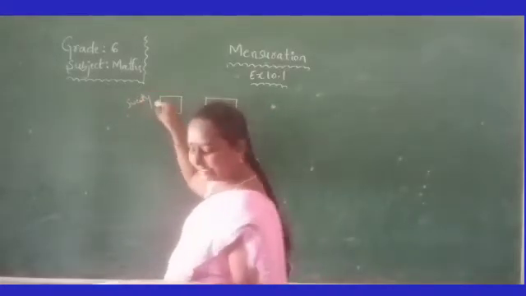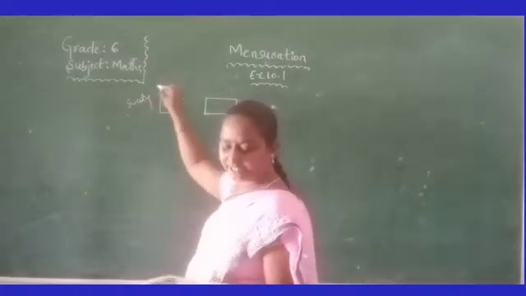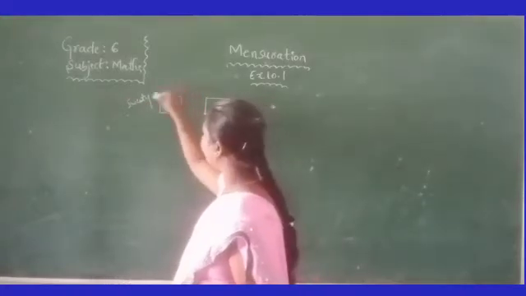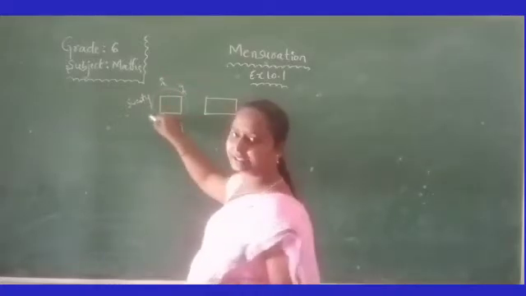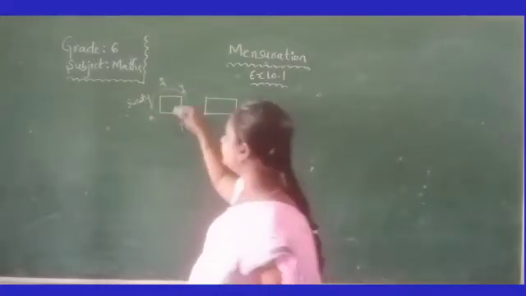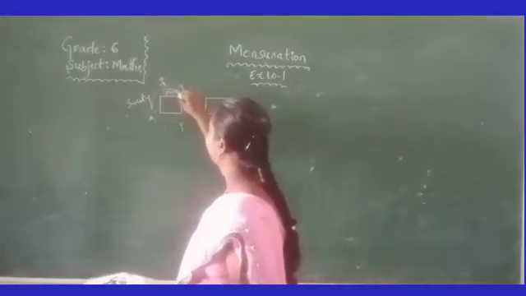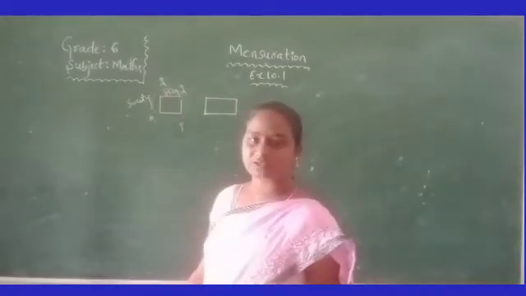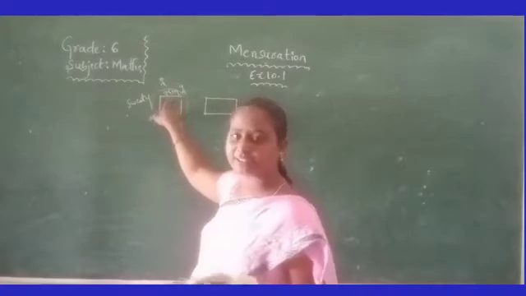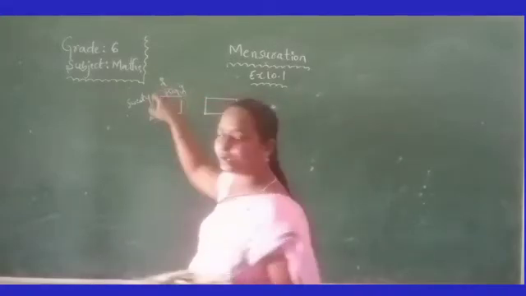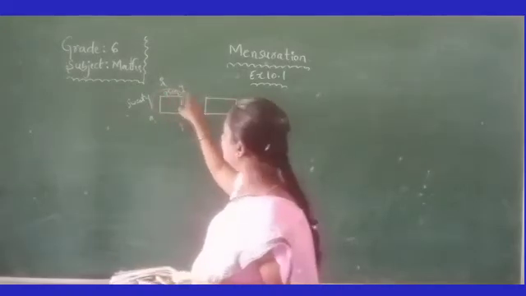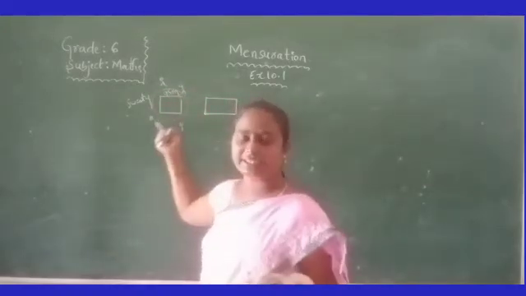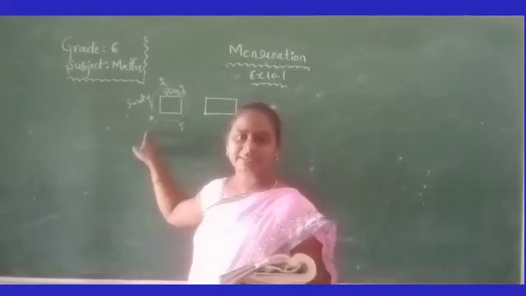Okay, this is Sweetie. She runs around a square park. Each side of the square park is 75 meters. One side of the square park is 75 meters. She is running around the square park, which means the distance is equal to the perimeter of the square.